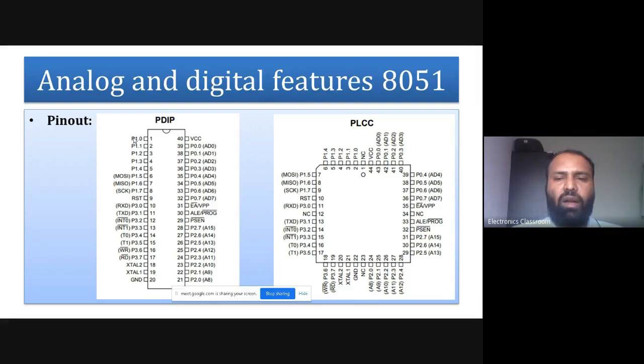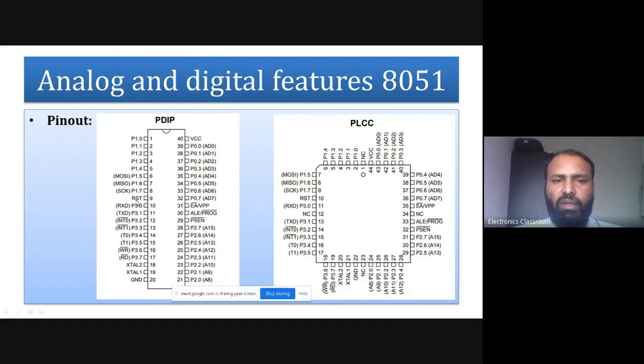Some advanced versions of 8051 or advanced family members of 8051 may support alternate functions. For example, this particular pinout is showing MOSI, MISO, and clock. Those pins can be used for an alternative function like implementing the SPI protocol. But right now this part is out of our scope, that's why I'm not covering it. Whenever SPI comes up, we will talk more about it.